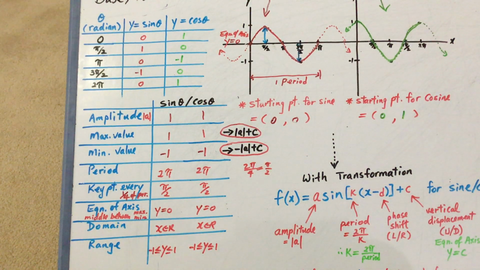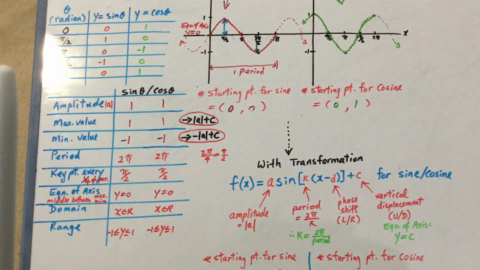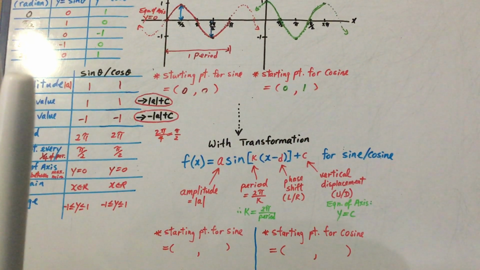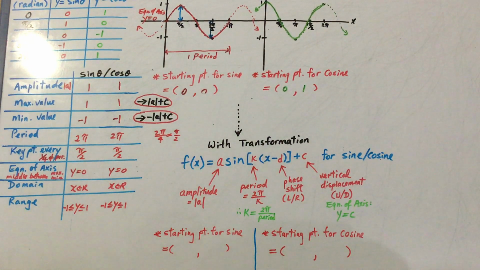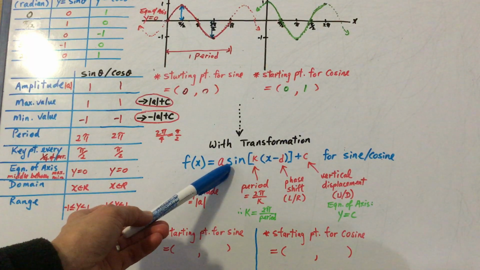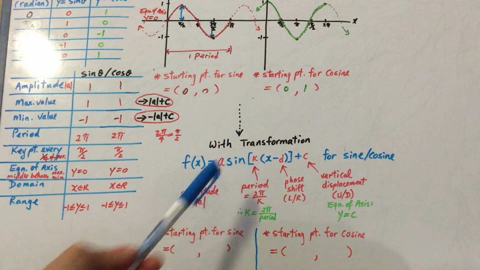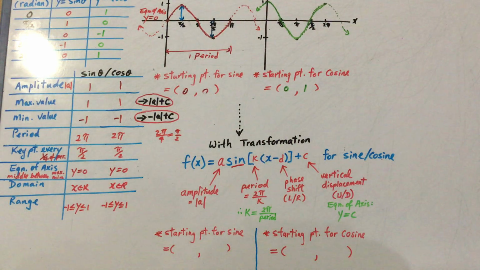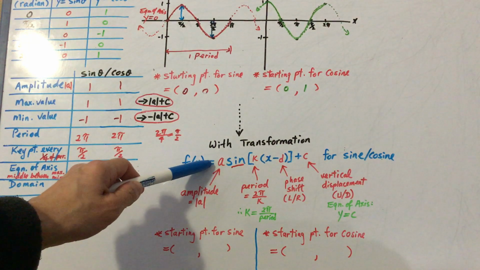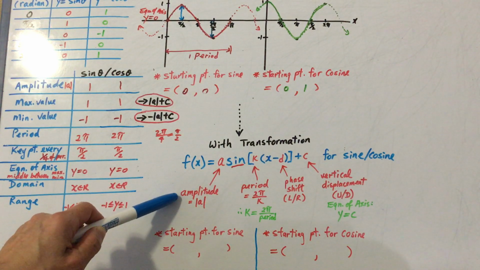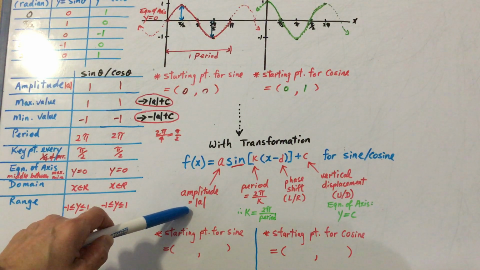Okay, and lastly, I want you guys to look at this formula for the transformations. Okay, with transformations, any functions with the sine or cosine, it could be sine or it could be cosine underneath here. And with transformation, you always get to see a coefficient in front of the sine or cosine, and that A will represent the amplitude, which is the absolute value of A.